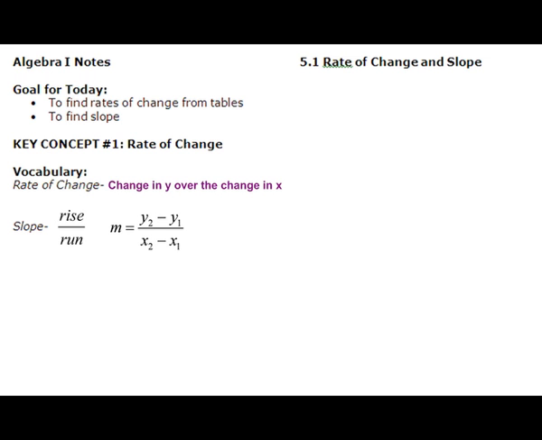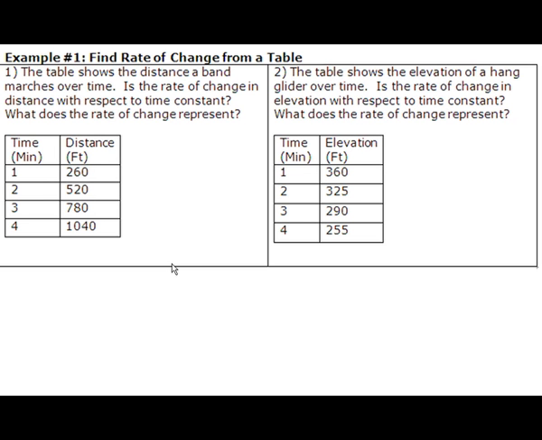Today we're looking at 5.1, rate of change and slope. Our goal for today is to find rates of change from tables and also to find a slope. So first, our vocabulary. The rate of change is the change in y over the change in x. And slope we say is rise over run. Or if you're given two ordered pairs, we do y2 minus y1 over x2 minus x1. So let's look at some examples.